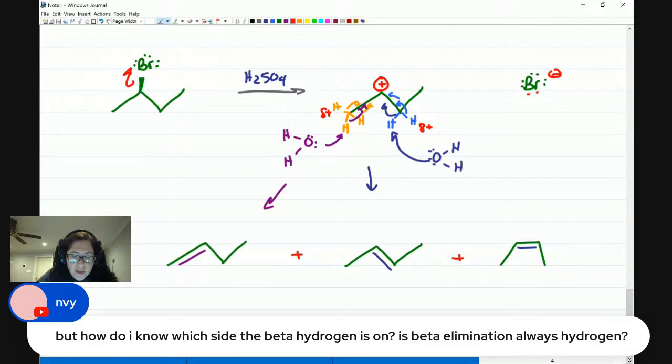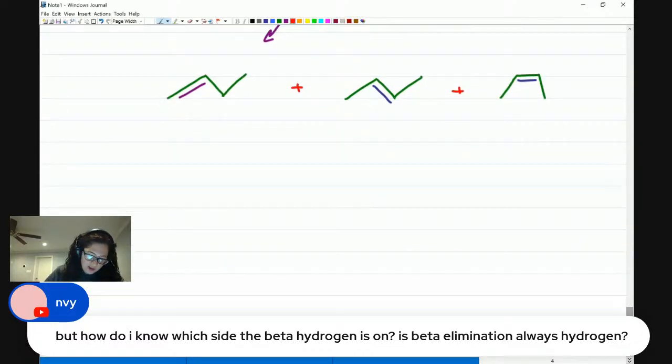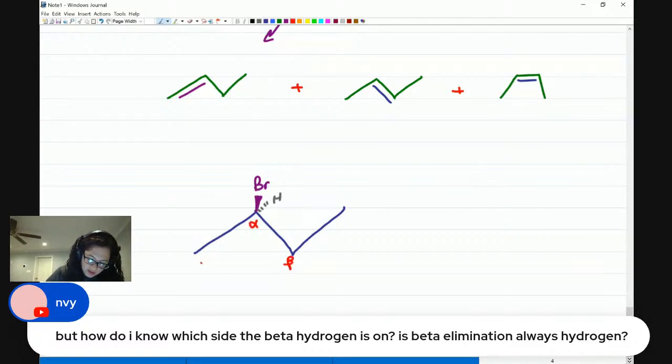How do you know which side the beta hydrogen is on? Is beta elimination always a hydrogen? Yes. So let's look at the molecule in more detail. This is what we had initially, and we had a bromine sitting here on a wedge. There was also a hydrogen here on dashes, but we don't care about that. This is my alpha, this is my beta, this is my beta. I have 3 hydrogens here. Any of them were susceptible to attack.